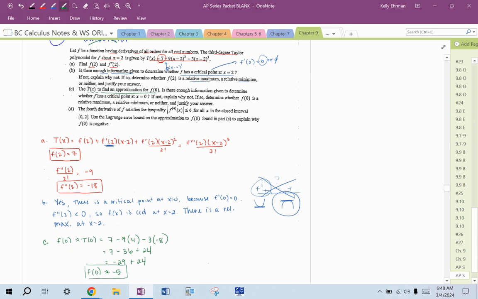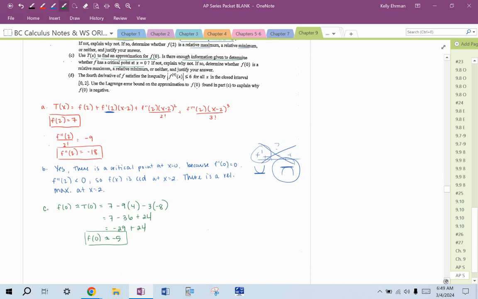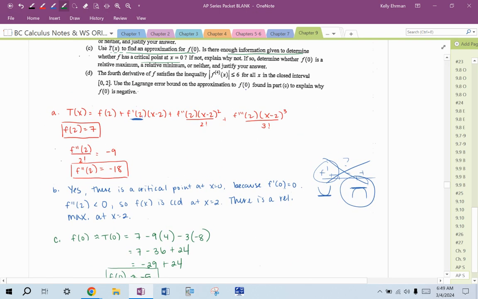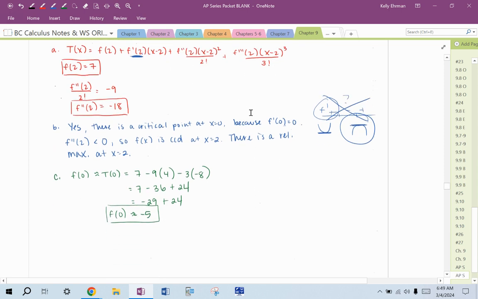Now there was more to this question. Is there enough information given to determine whether f has a critical point at 0? If not, explain why not. If so, tell whether it's a max, min, or neither. So go back to what we did on part B. There was enough information because we had in part B that f prime of 0 equals 0.